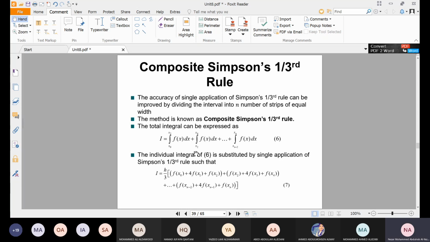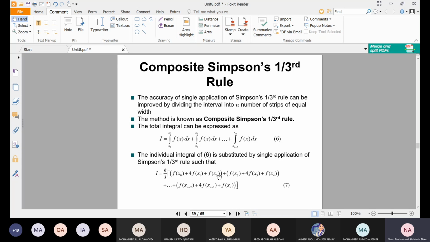So we do the same as before, just we divide the interval into sub-intervals. After that, we apply Simpson's 1/3 rule on every segment. For example, we have Simpson's rule at this segment, plus Simpson's rule at the second segment, plus Simpson's rule at the third segment. So this individual integration of equation 6 is substituted by the single application.